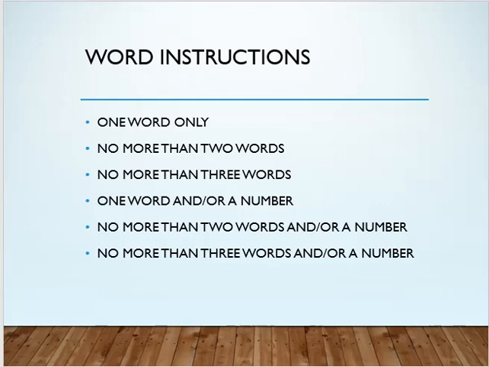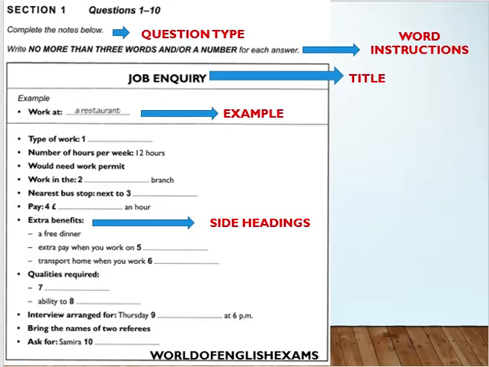Then if it says no more than 2 words and/or a number, you can write 2 words plus one number, or just one number, or one word plus one number. So you have multiple combinations. Now talking about the instruction which we saw here, no more than 3 words and/or a number. Can you see that? I have clearly demarcated it as word instructions.